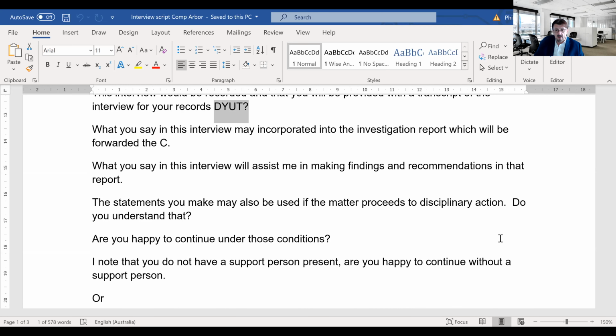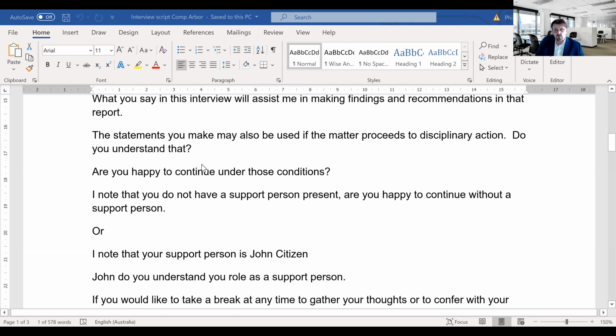What you say may be incorporated into the investigation report. So letting them know that what they say may be incorporated into the investigation report which you forward to the company. What you say in the interview may assist me in making findings and recommendations in that report, and the statements you make may also be used if the matter proceeds to disciplinary action. So letting them know that these statements may be used later on. Are you happy to continue under those conditions?